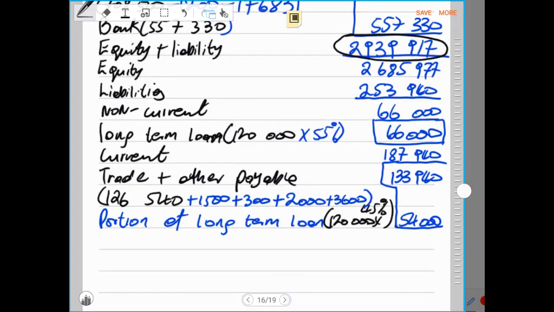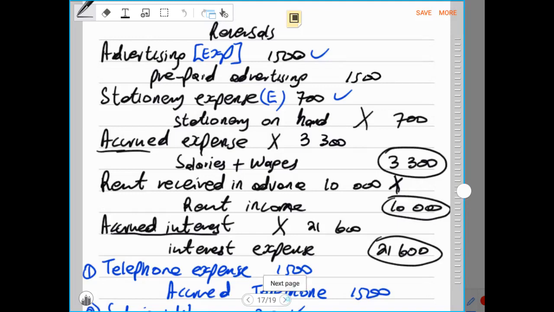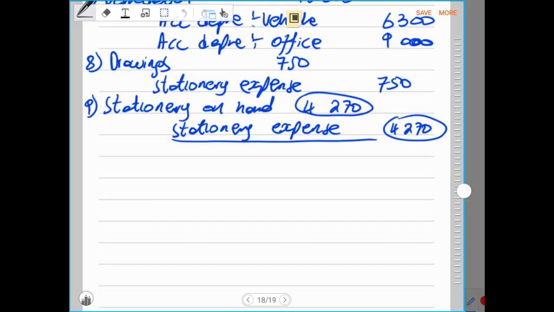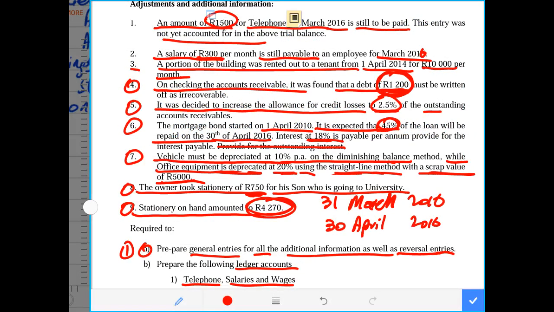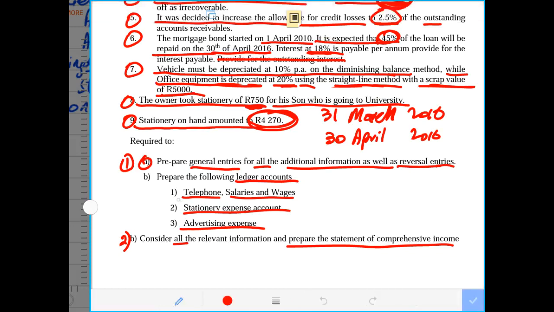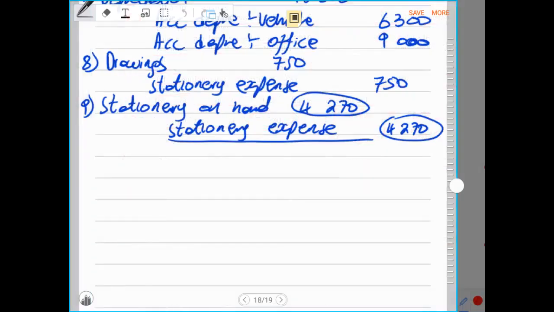So now I will be doing the few ledger accounts that were required, one or two of them, so that at least we are also familiar with how to do ledger accounts. The ledger accounts that we were required to do are telephone, salaries, and stationery expense, then advertising expense. I will do only the stationery expense now, then I will do the others in the next video. Not to say others are not important.